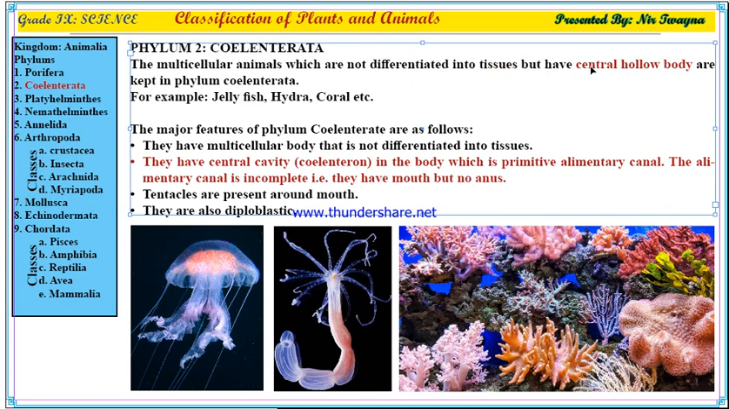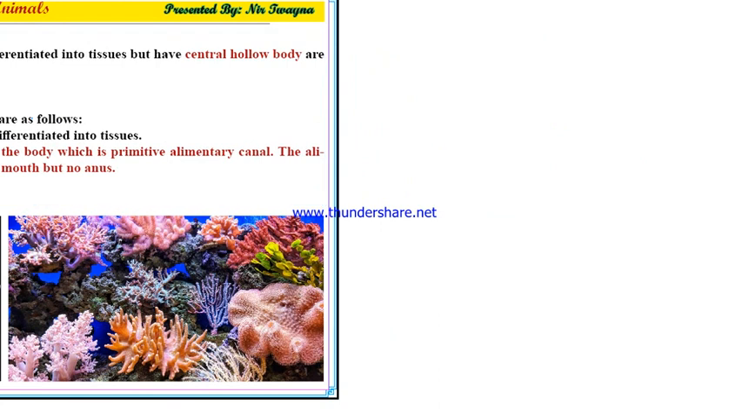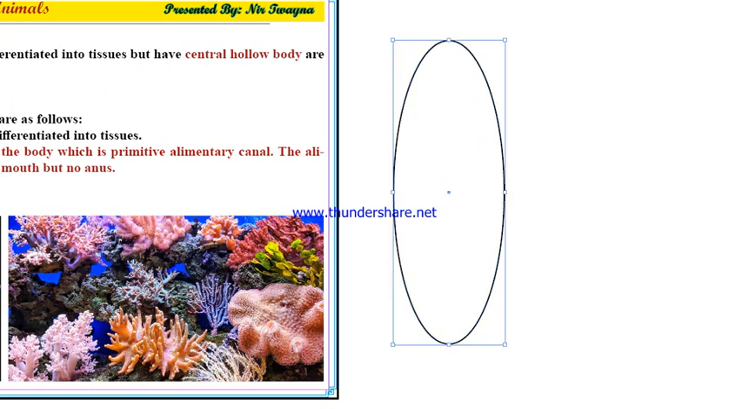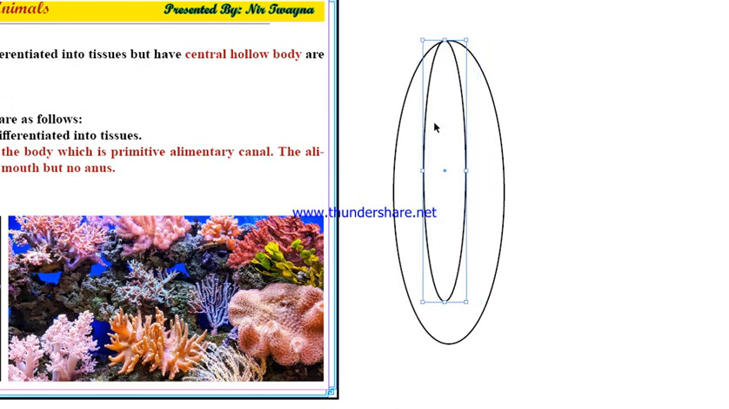But what is advanced in Coelenterata? They have a central hollow body. They have a central hollow body. That means, let us suppose this is the organism. This is a multicellular organism, and there is a hollow in their body. The body is hollow from inside. There is empty space inside the body.